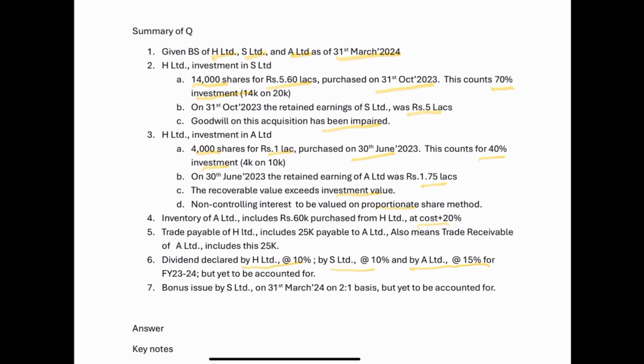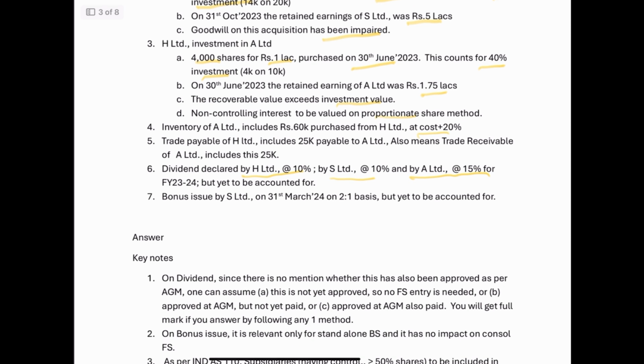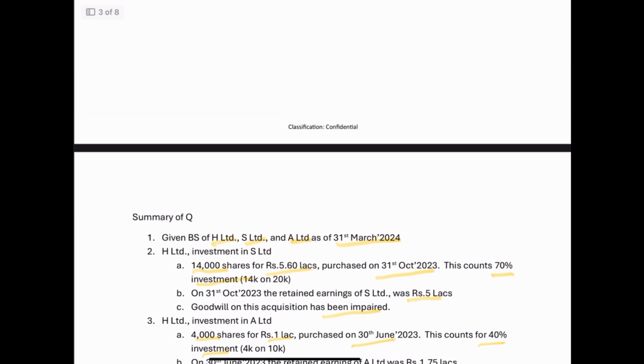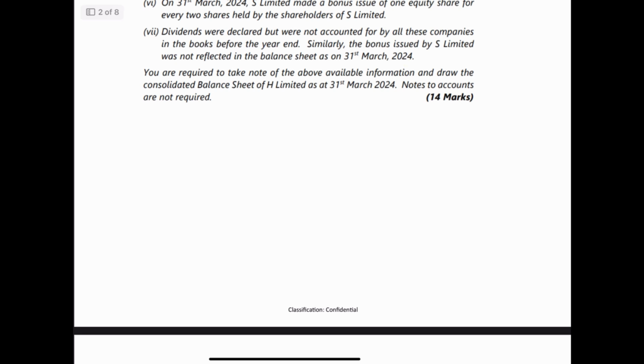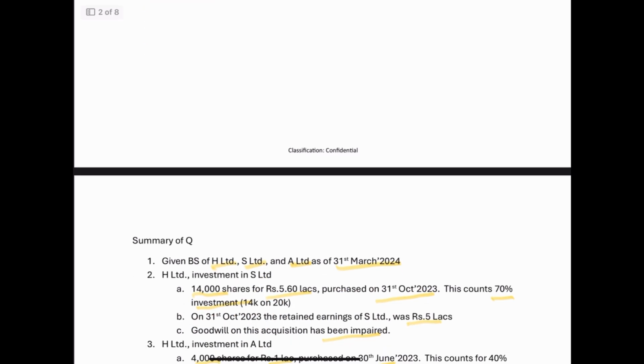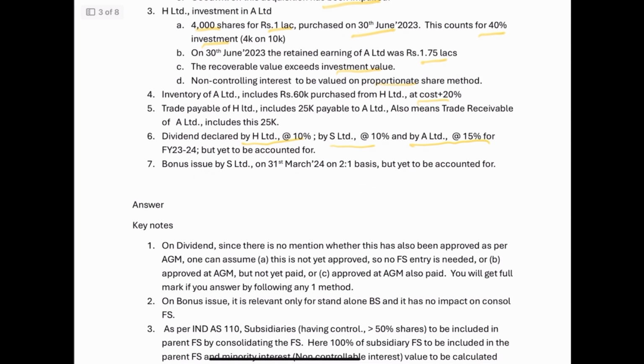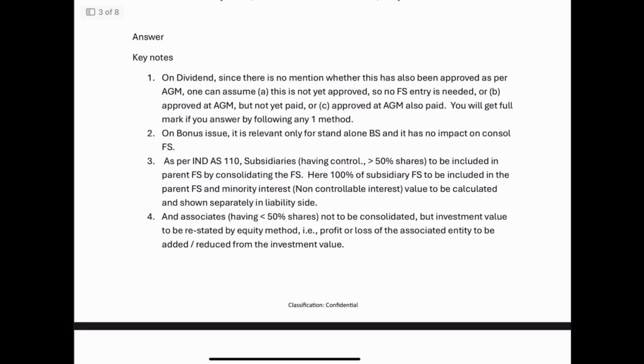So this is the summary of the question. Now we have been asked to prepare the consolidated financial statement, that is, the consolidated balance sheet of H Limited as of 31st March 2024. Generally the balance sheet will come with notes to accounts, but here they said there is no need to prepare the notes to accounts. Only the consolidated balance sheet as of 31st March 2024 should be enough. Let's see how this can be done.